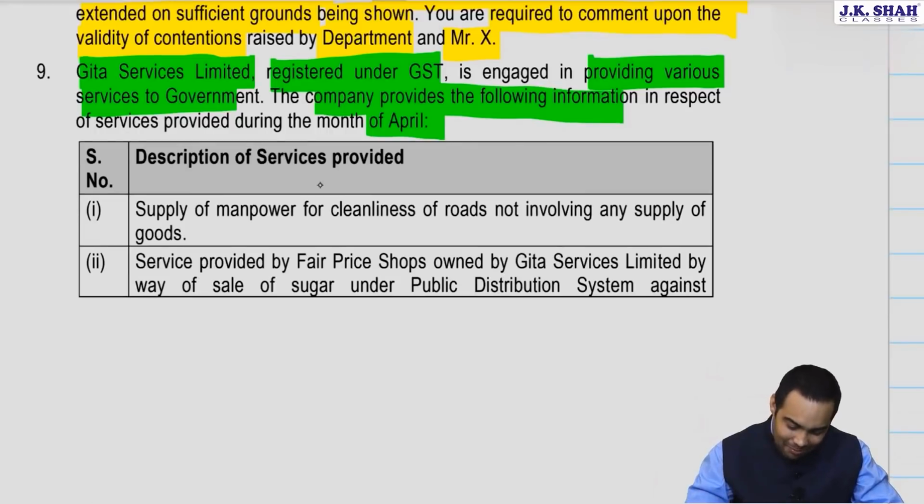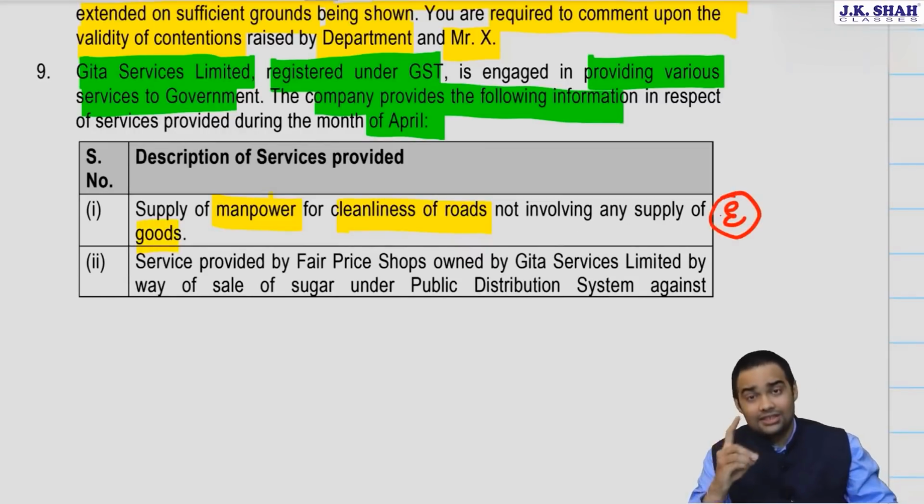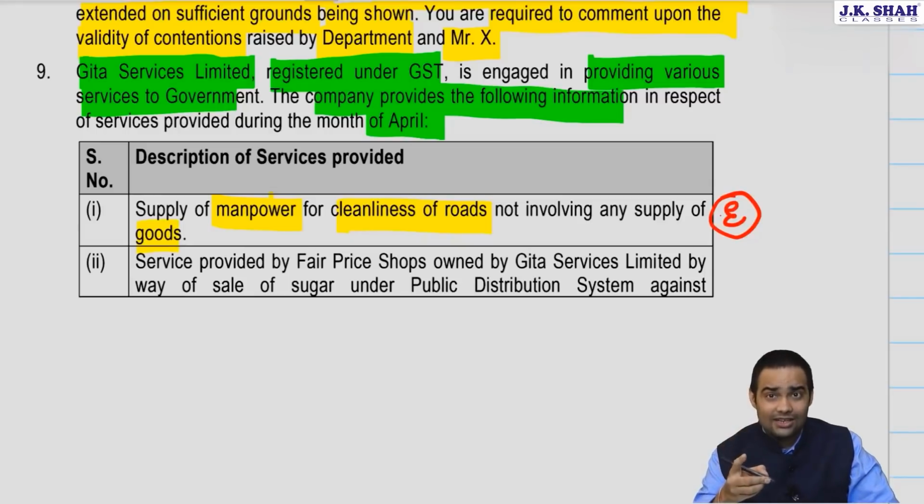Supply of manpower for cleanliness of roads, not involving any supply of goods. This will enjoy an exemption because this is an activity in relation to Article 243G, 243W of the Constitution. It is a pure service contract. As it is a pure service contract, exemption will be available.